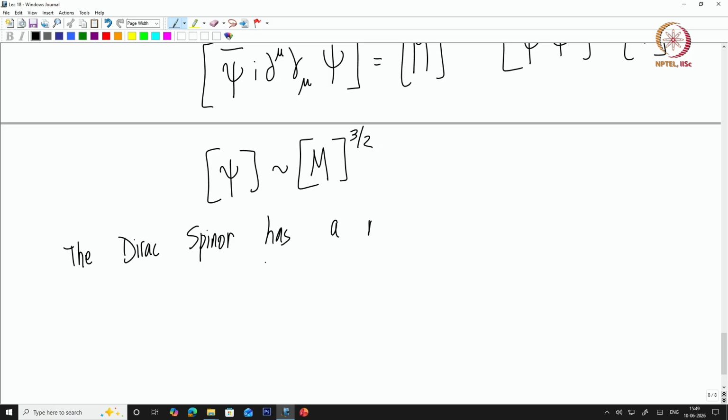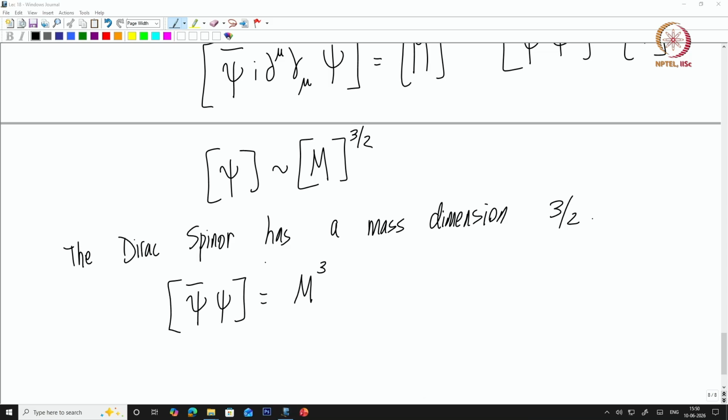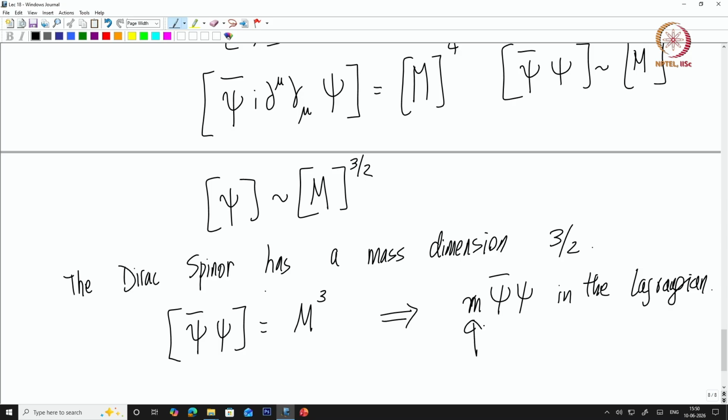Spinor has a mass dimension 3 half. So, now you see why psi bar psi has a mass dimension 3. So, you can put a mass term, m psi bar psi, in the Lagrangian. So, that is the reason why the mass term will come in the Lagrangian.